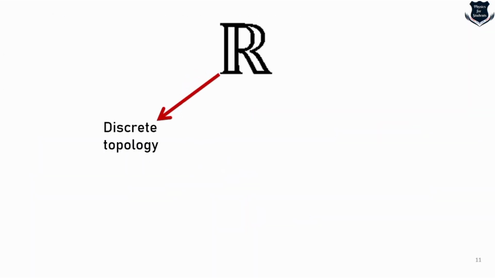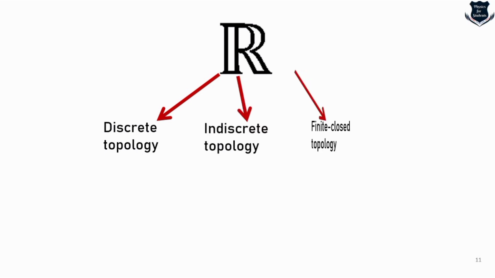So here is a quick overview. If it is R, then we have something called a discrete topology. We have an indiscrete topology, and we have a finite closed topology. Discrete and indiscrete topology are covered in my previous videos. You can go there via the I button and the topology list, and you can find them.